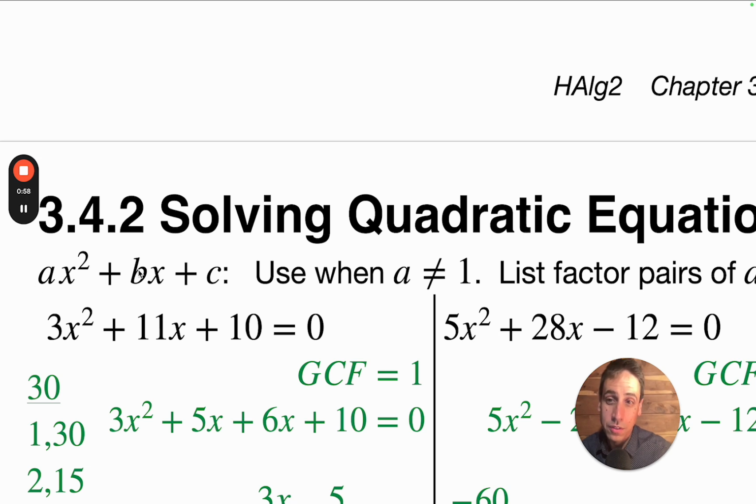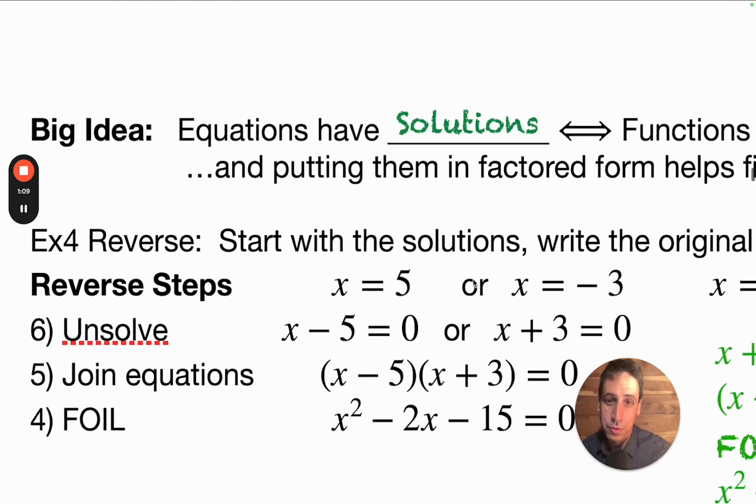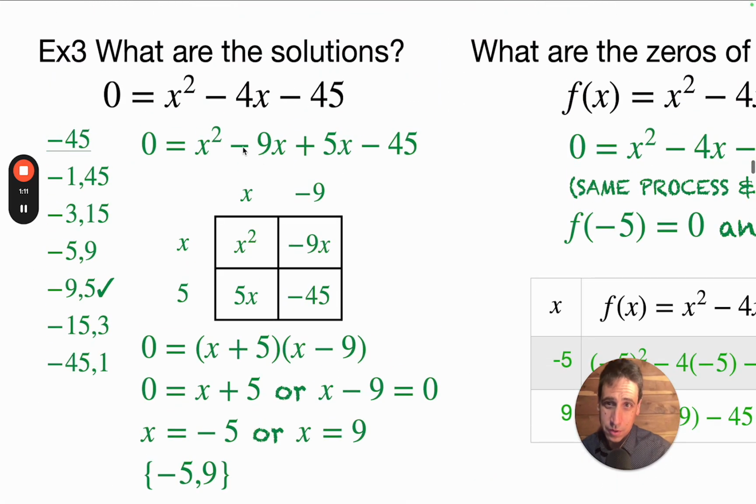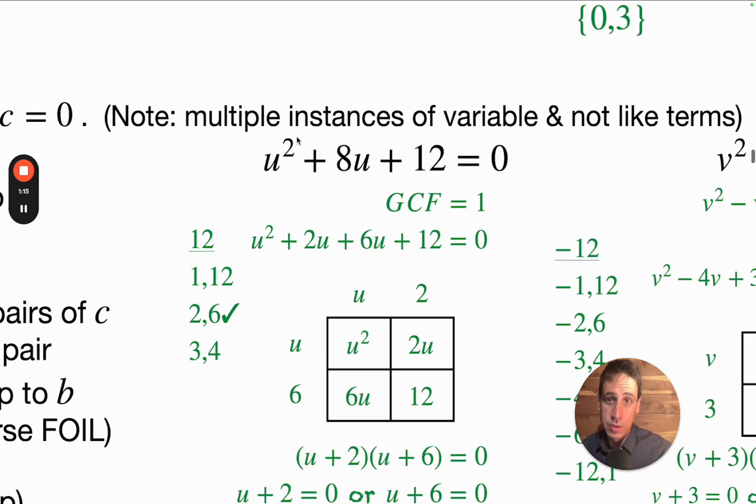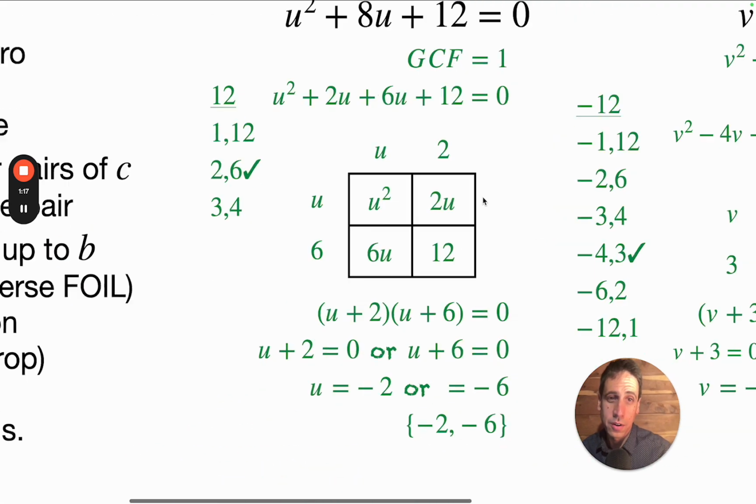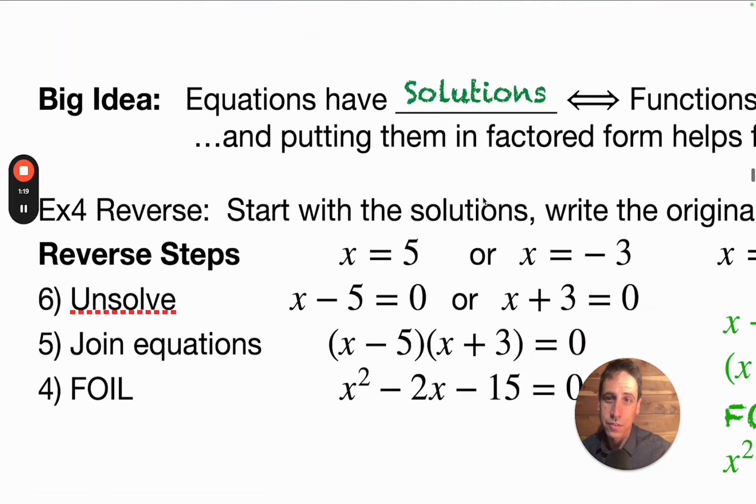You might notice the thing that's different is that there's an a value here. So we're going to slightly modify this process if a is not equal to 1. In all the previous examples, it was just x squared. You see x squared here, u squared here, v squared here. It wasn't 3v squared. It was just v squared.